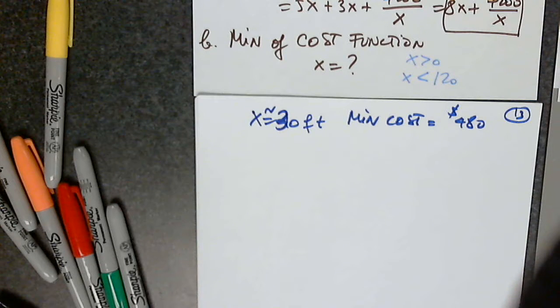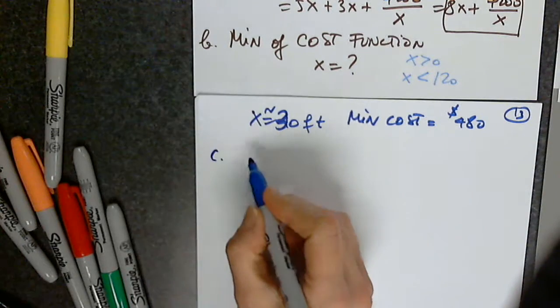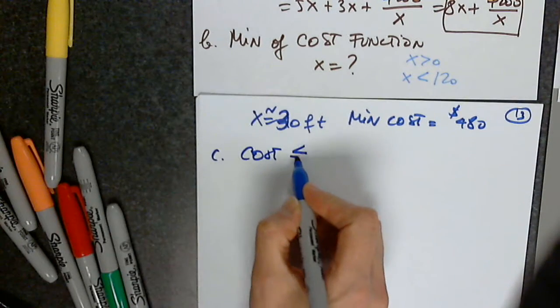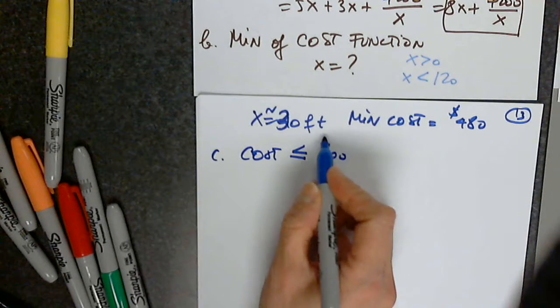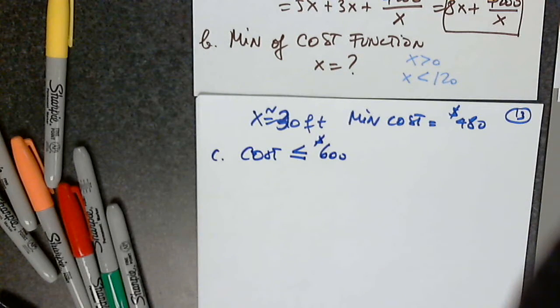Okay. If the owner has at most $600 to spend, now it's a different story. So cost at most 600. Now the problem is different. He's not looking for a minimum cost. He says, "Oh, I can spend 600 now." If the owner has at most 600 to spend on fencing, find the range of length he can fence along the road.